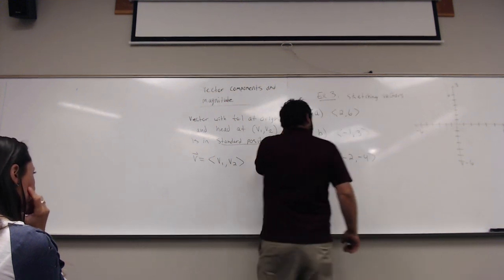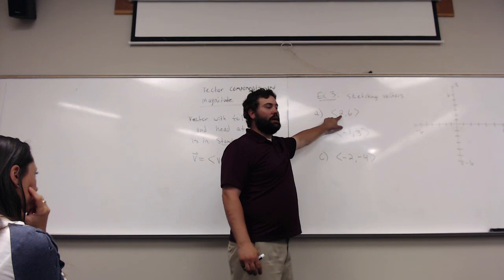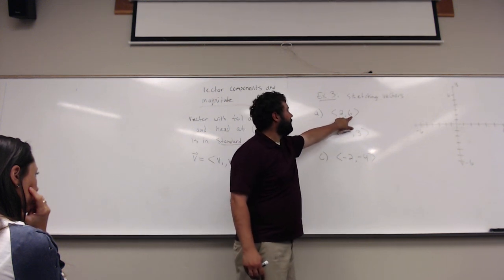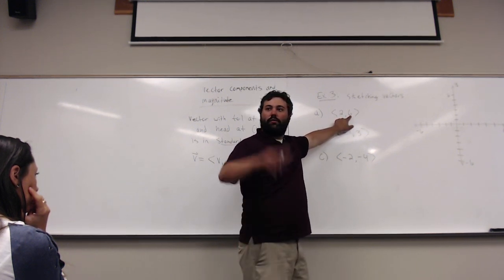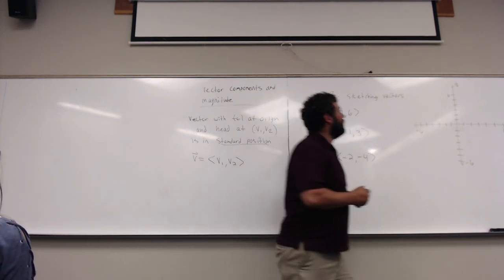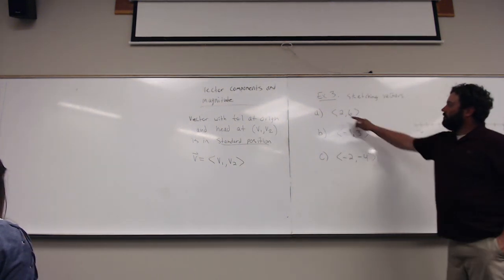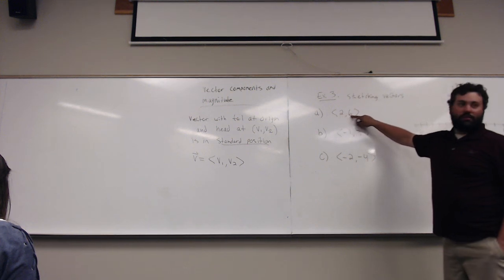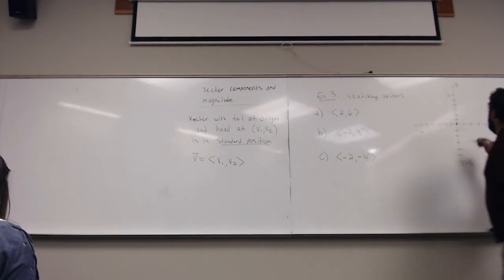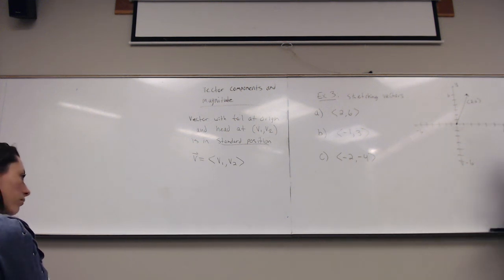So essentially what these are for is the x component's the horizontal direction you have to take to get to the head of the vector, and the second component is the vertical direction you have to go. So if I want to draw the vector 2, 6 starting in the standard position at the origin, positive 2 means go 2 right, and positive 6 means go up 6. So I'll go 2 units right, and I'll go 6 units up. And then right here, that would be the vector 2, 6.